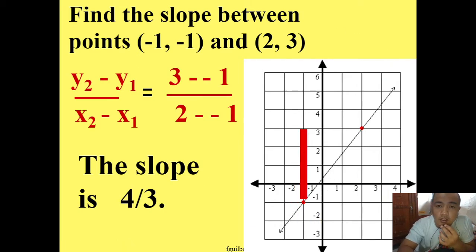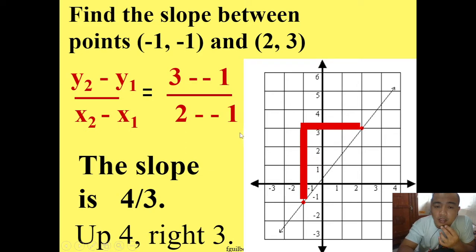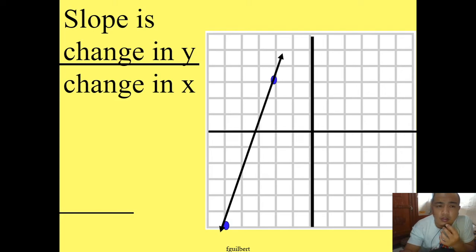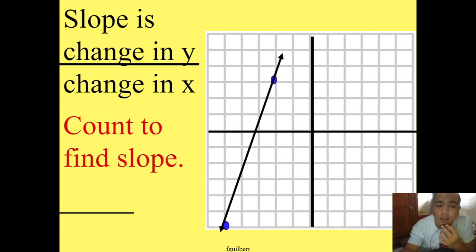Or we can also use the rise over run formula by just counting the number of rise. We have 1, 2, 3, 4. The number of rise is 4 while the number of run is 3. So up 4, right 3, therefore the slope is positive 4/3 because it's going to the right direction, positive. Negative if it's going to the left direction. So slope is change in y over change in x. So count to find the slope in the figure.